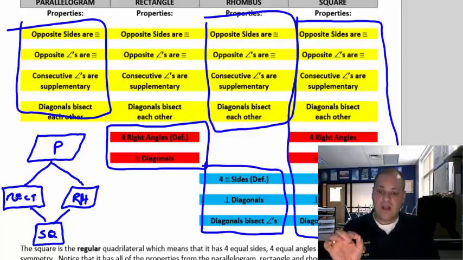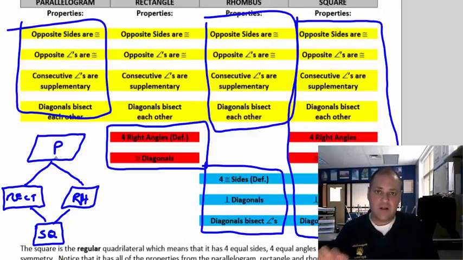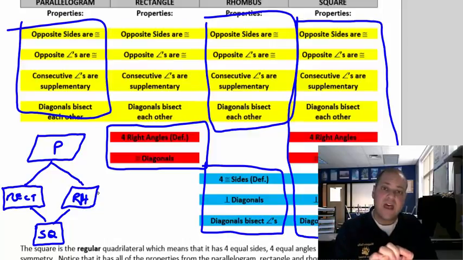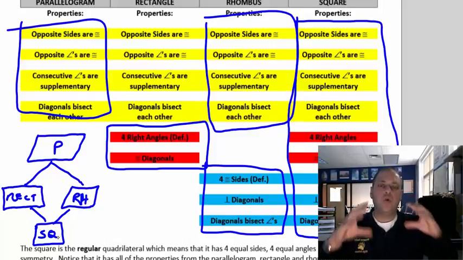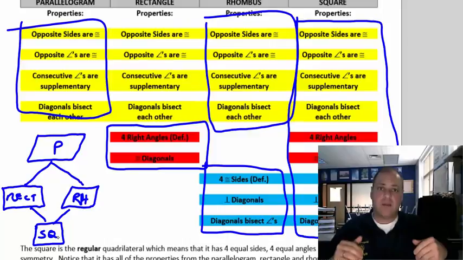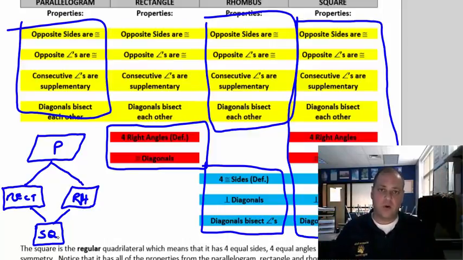A rectangle is a parallelogram. A parallelogram doesn't have to be a rectangle. A parallelogram could be a rhombus instead. A parallelogram could be neither one. But all rectangles are parallelograms. All squares are rectangles. So you got to kind of think of it like that. You are what's above you in this diagram. You are not necessarily what's below you in the diagram. And that's what we're going to have to get used to.